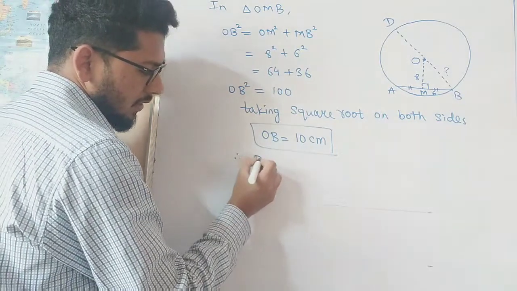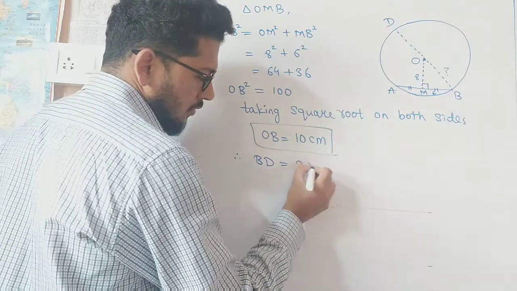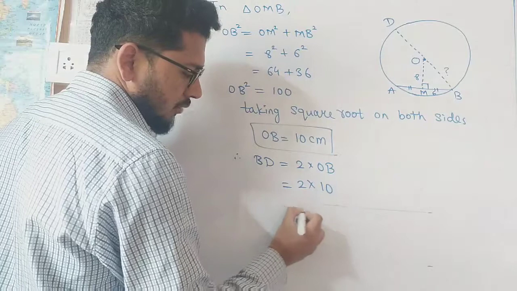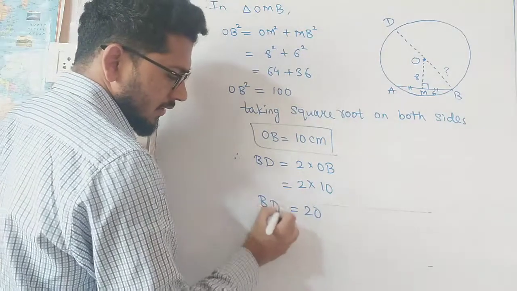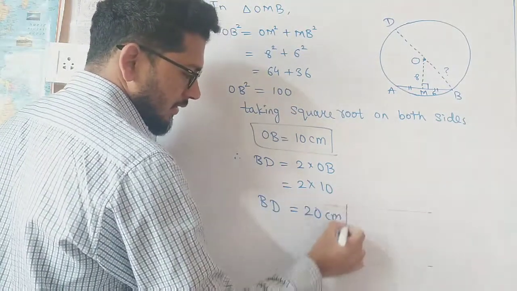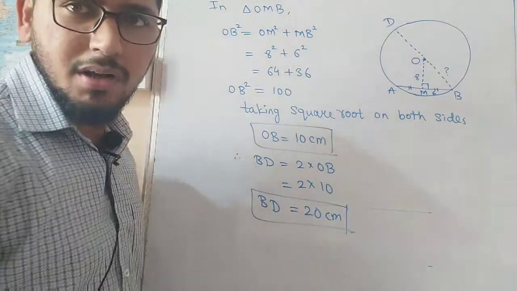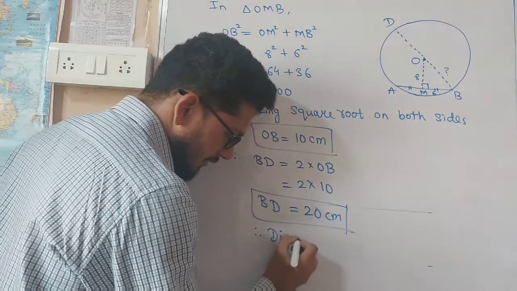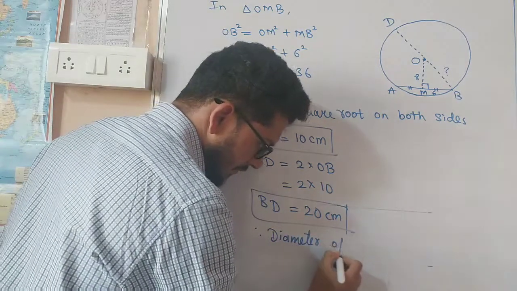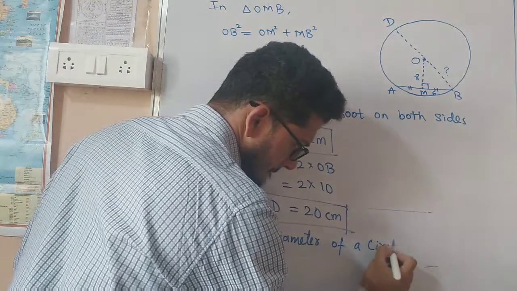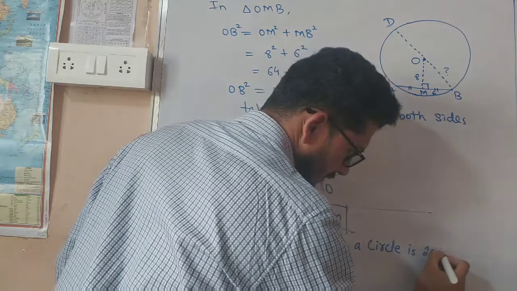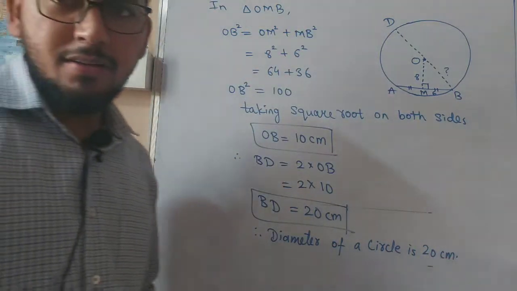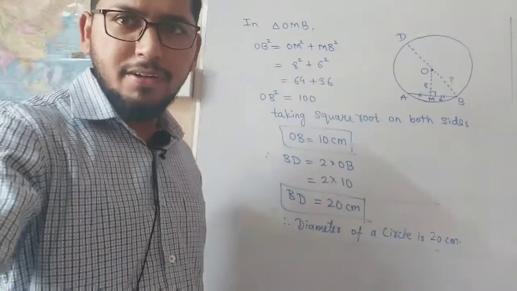Therefore BD is equal to 2 times OB, and 2 into OB is how much? 10. 2 10s are 20. So BD is 20 centimeter, and that BD is nothing but the diameter. So we'll write here, therefore the diameter of the circle is 20 centimeter. So with this we have completed the first question.